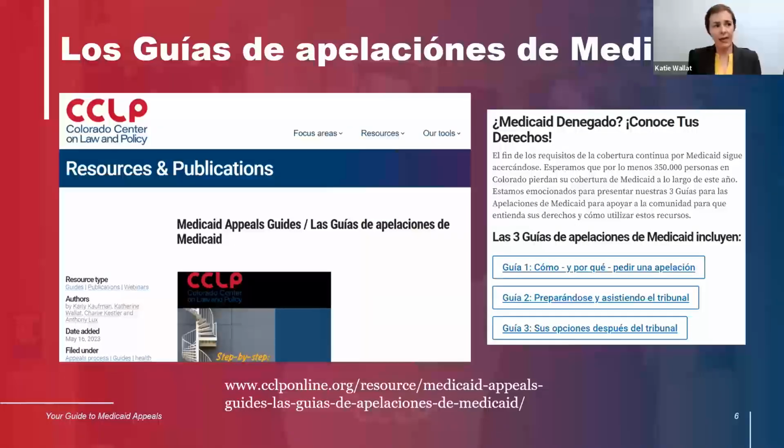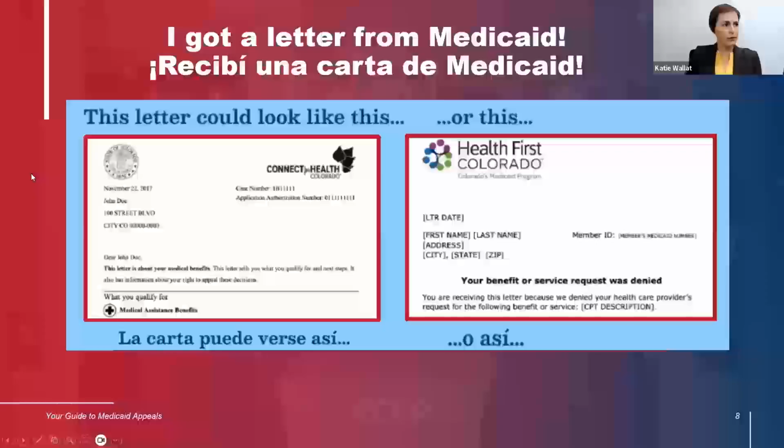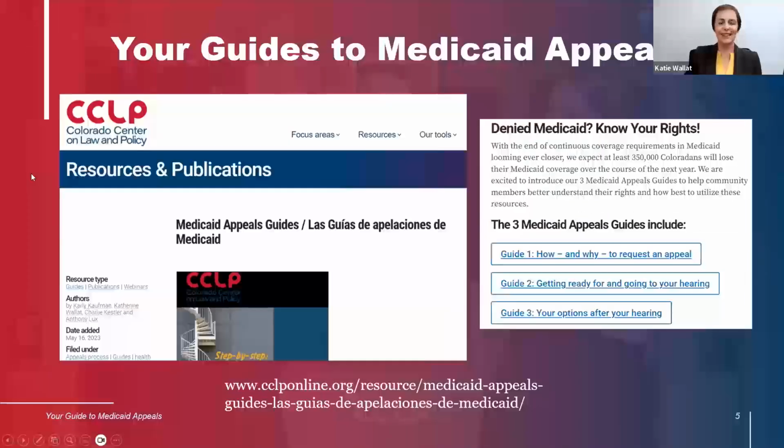And in creating these guides, we also met with community members to talk to them and really understand what they needed to know about the appeals process. Oh, excuse me, going back to the English, sorry about that. There are 3 separate guides. The first is how and why to request an appeal. The second is all about getting ready for the hearing. And the third is all of the options after the hearing is completed.